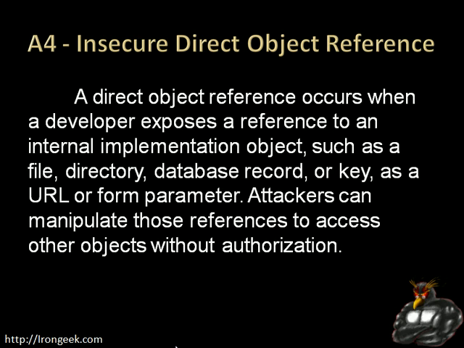All right, the next one is going to be a quick one. Insecure direct object reference. A direct object reference occurs when a developer exposes the reference to an internal implementation object, such as a file, directory, database record, or key as a URL or form parameter. Attackers can manipulate those references to access other objects without authorization.